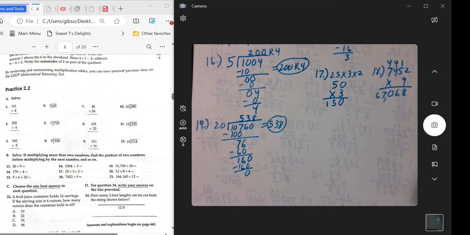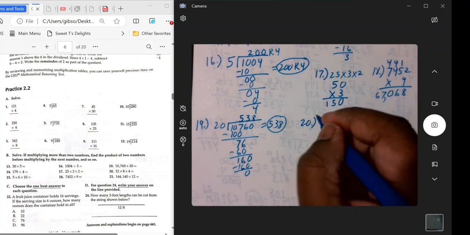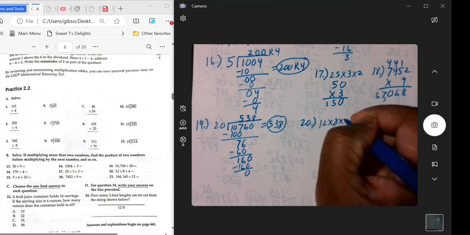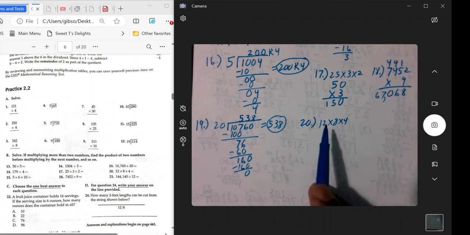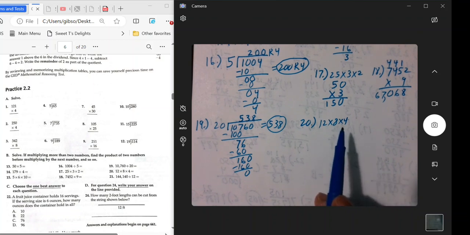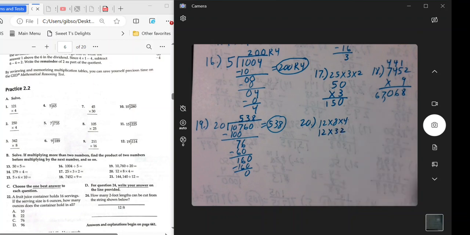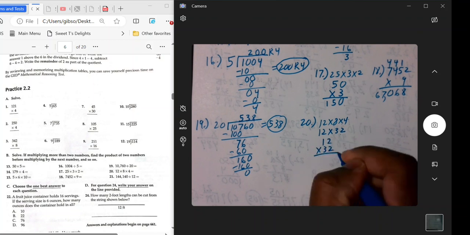Okay, problem 20. Now we have 12 times 8 times 4. Okay, so now we're going to do this so we can add two-digit numbers times two-digit numbers. So we could do 8 times 4. This is all multiplication. So this would be 12 times 32. Now we could set this up. So we could do 12 times 32.